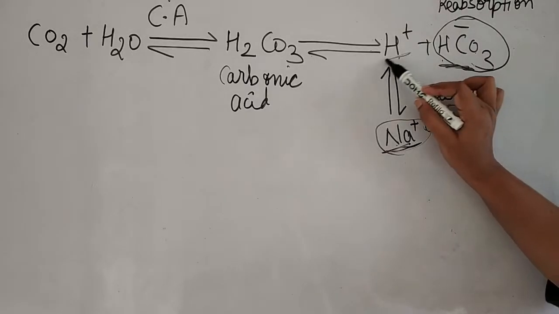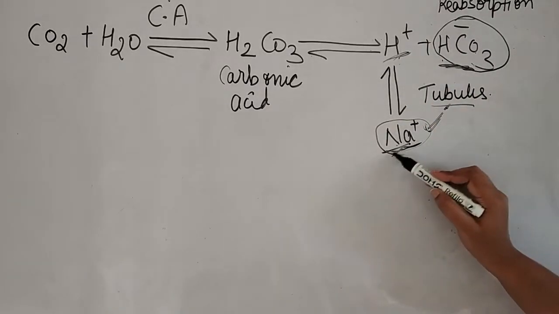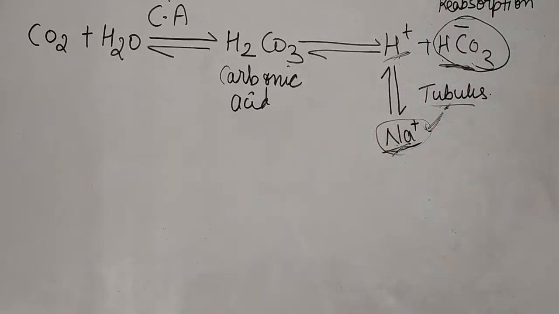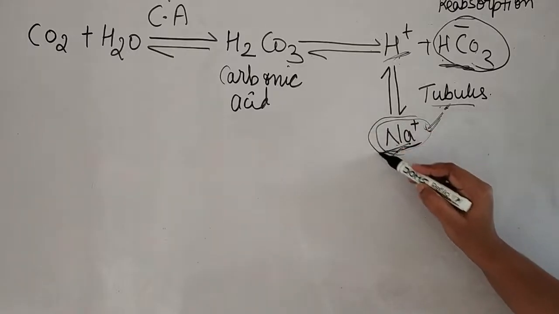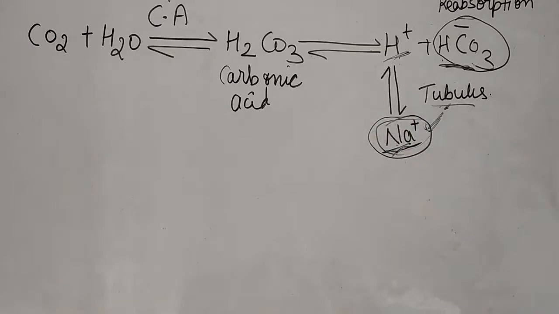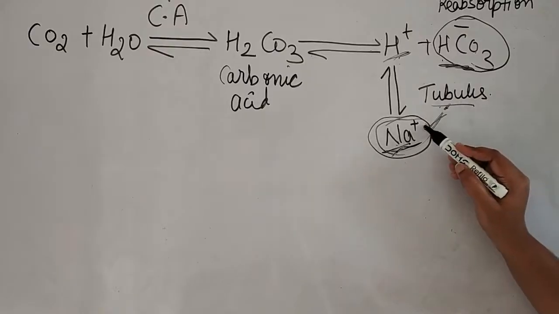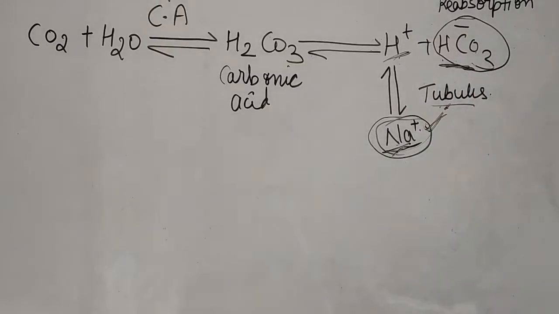So when this H+ ion is not available, the sodium exchange will not take place in the tubule. So it will be excreted out from the urine. So it prevents the reabsorption of sodium and bicarbonate ions in the tubule. So that is the mechanism of action of carbonic anhydrase inhibitor.